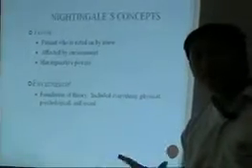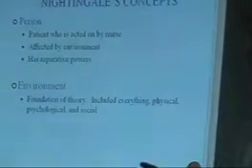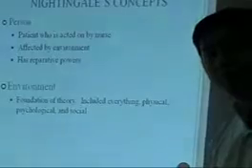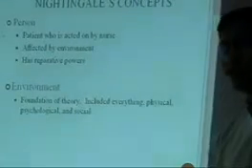He is affected by the environment and he has reparative powers. Meaning to say, from as early as the 19th century, Florence Nightingale believed that the powers of the person would be reparative if we controlled the environment. Now, the main focus of Florence Nightingale's concepts revolves around the environment. She says the foundation of her theory included everything physical, psychological, and social.